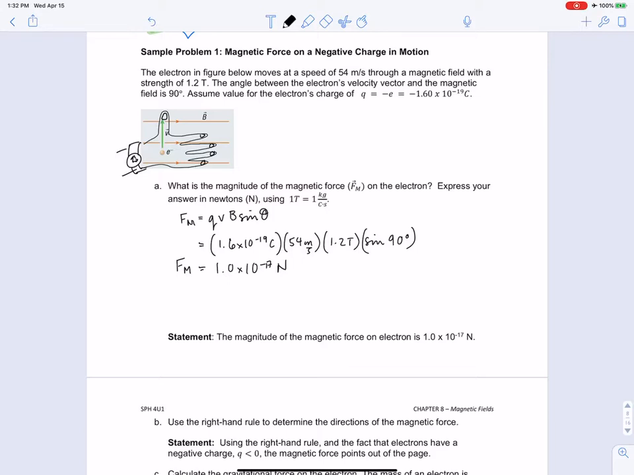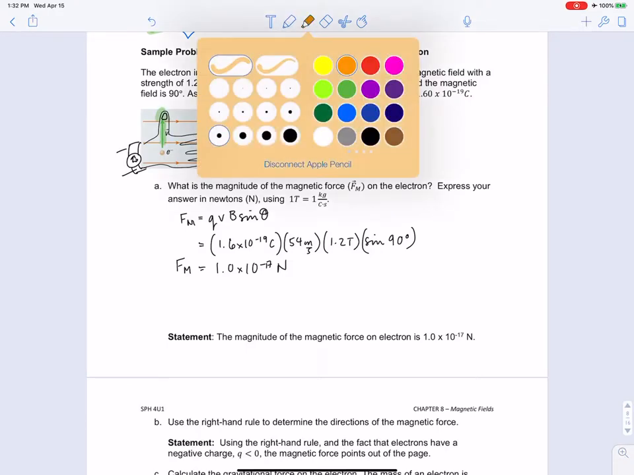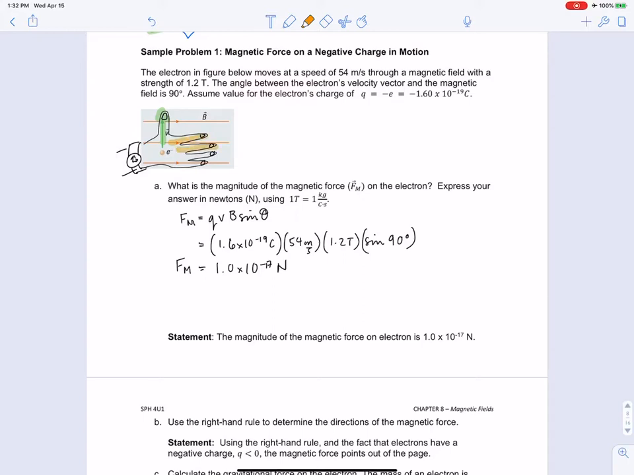Okay, so if you line up your right hand such that your thumb lines up with the velocity and your fingers line up with the magnetic field, then the right-hand rule tells us if Q is greater than 0, then F comes out of your palm. In this case, it would be into the page.